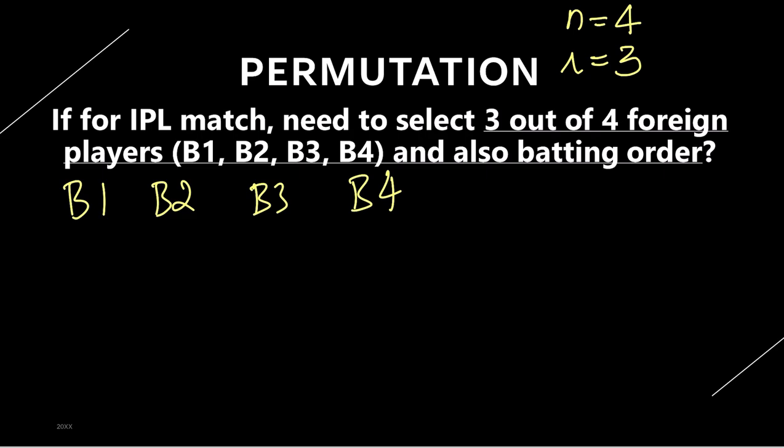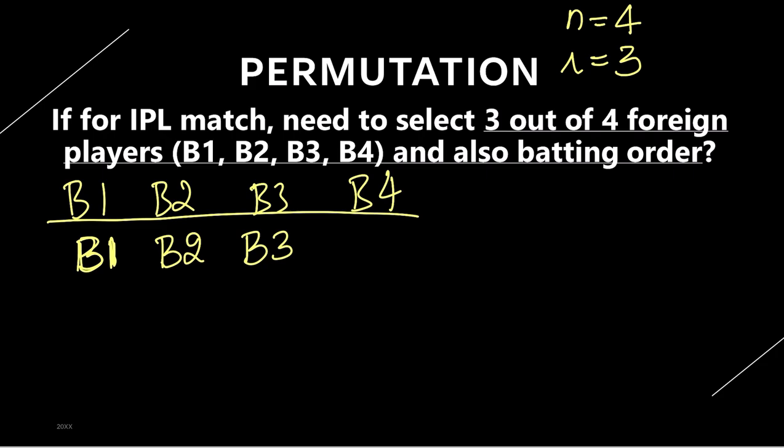So let's say I choose B1. The first batsman is B1, the second batsman could be B2, and the third batsman could be B3, right? Or I could say B1 is still the first batsman, and B2 is the second batsman, but instead of B3, I have B4.